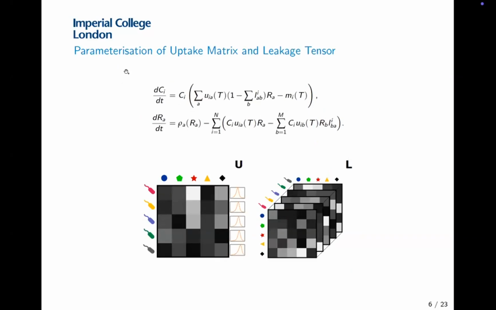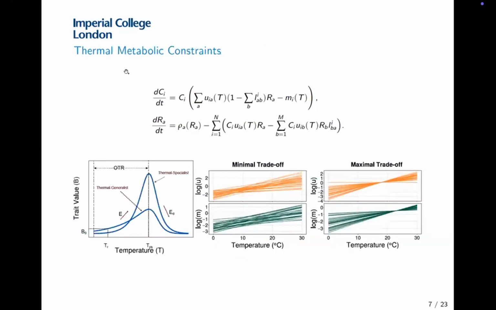Within this model, species uptake rates and maintenance respiration rates are temperature dependent. Here is the uptake matrix on the left. For each species, it follows a certain temperature performance curve. And we also have species-level leakage as well. I parameterize this model using unimodal thermal performance curves, where B0 here also contains the scaling effect of cell size in the variation of B0.